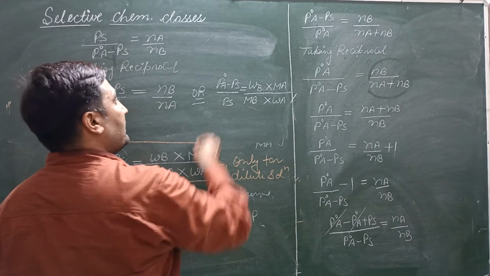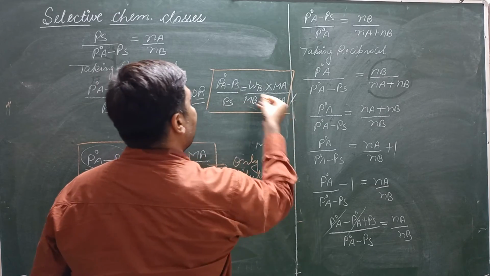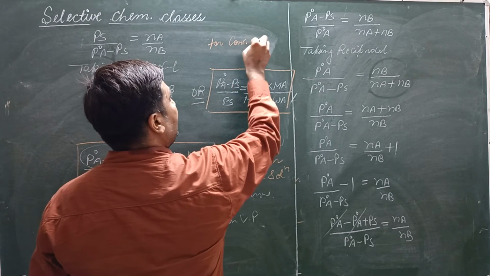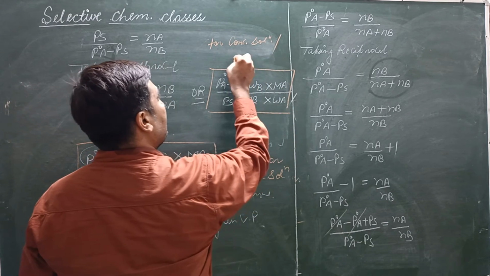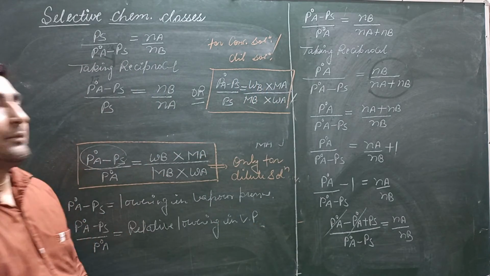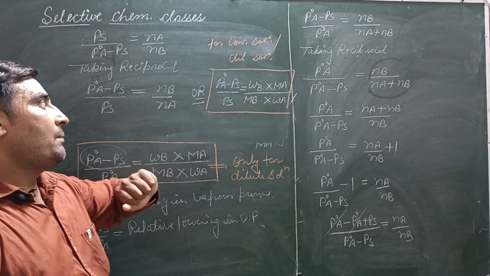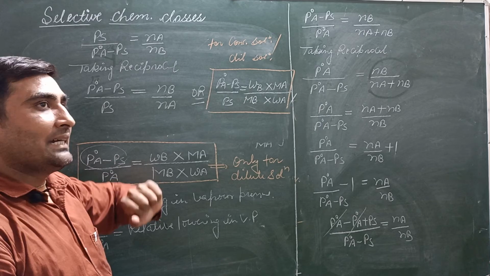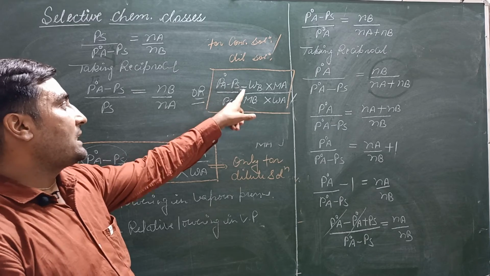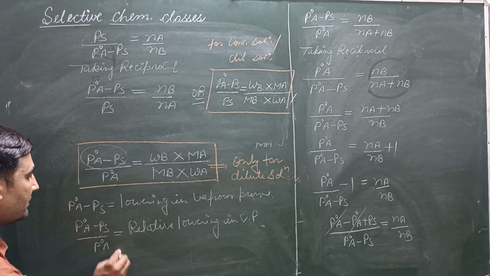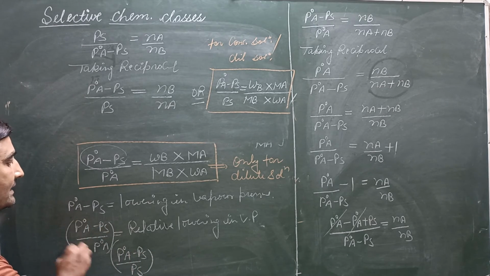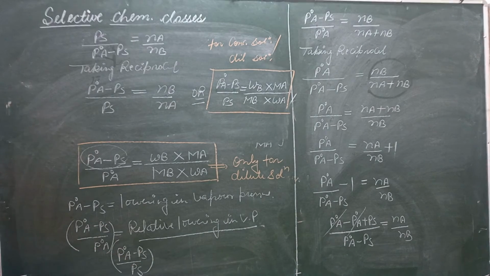So we got another formula. This can be applied for both types of solutions, either concentrated solution or dilute solution. It means for any type of solution we can apply this particular formula, where P naught A minus PS, as shown earlier, is the lowering of vapor pressure. P naught A minus PS by PS, either this or this, may be the relative lowering of vapor pressure.